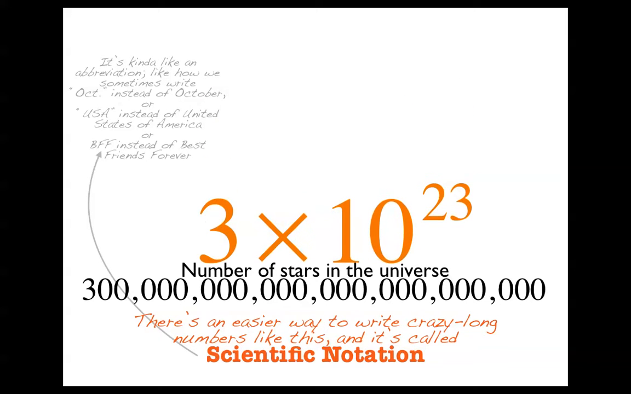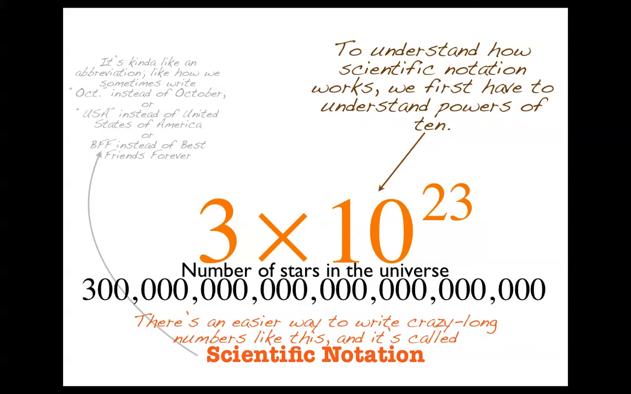So this is the number of stars in the universe written in scientific notation. It's a shorter, sweeter version of the same number. It's an abbreviated version of the same number. And to understand where we came up with that 3 times 10 to the 23rd power, we first have to understand how the powers of 10 work.